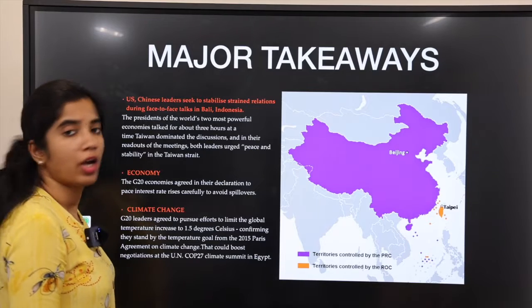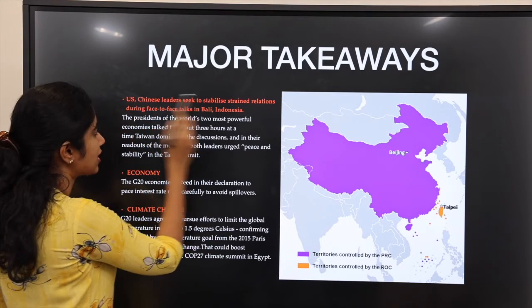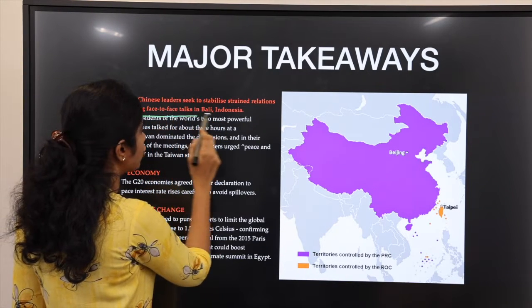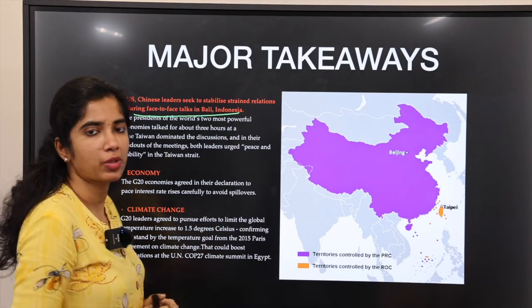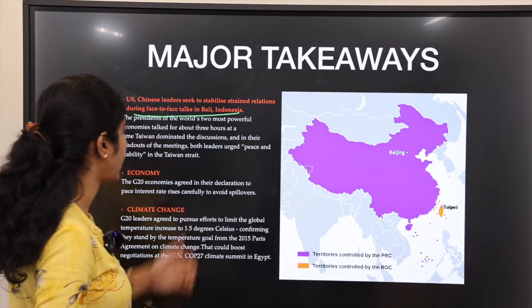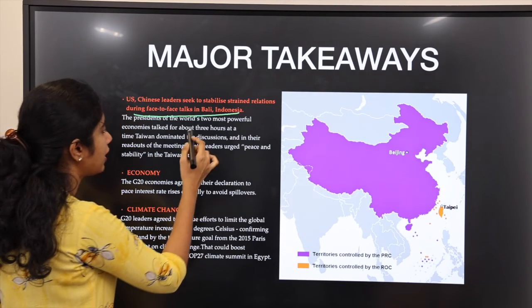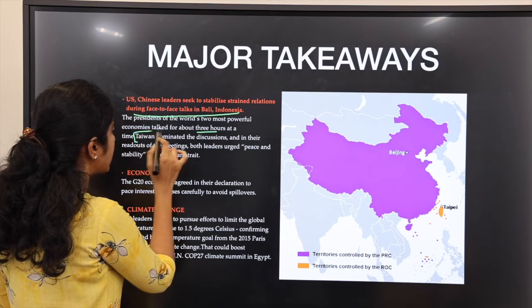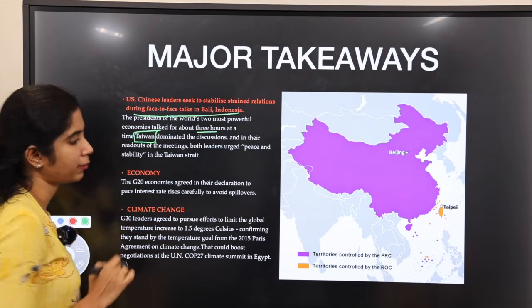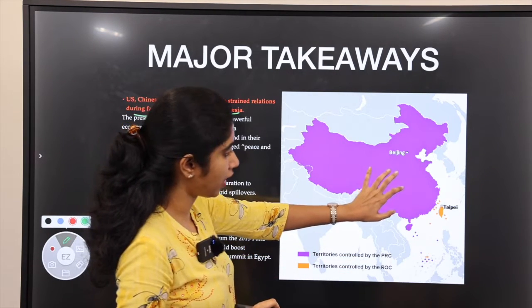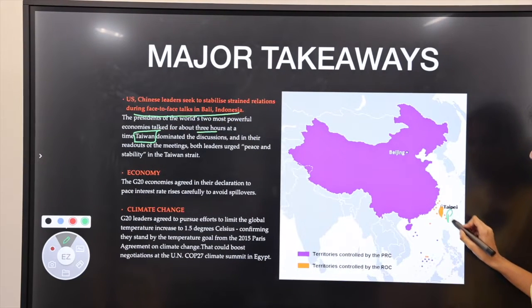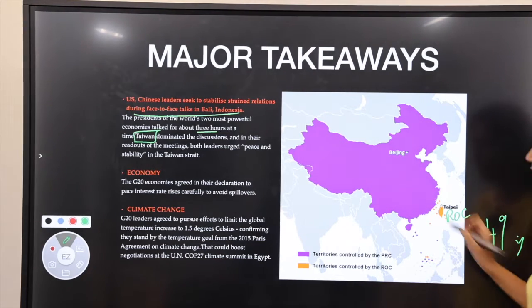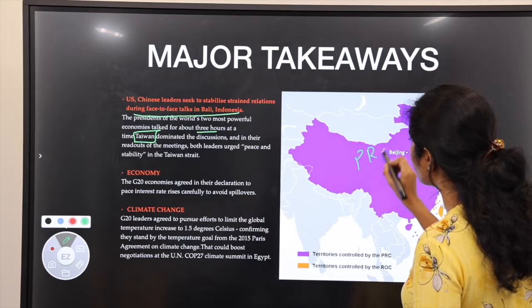So next, US and Chinese leaders seek to stabilize strained relations during face-to-face talks in Bali, Indonesia. There are already some issues between the USA and China. They spoke for about 3 hours and Taiwan dominated the discussion. So what's happening in Taiwan? Can you see here? This is China, Taiwan. Taiwan is also known as the Republic of China. It's been independently governed since the year 1949. This is China, the People's Republic of China.